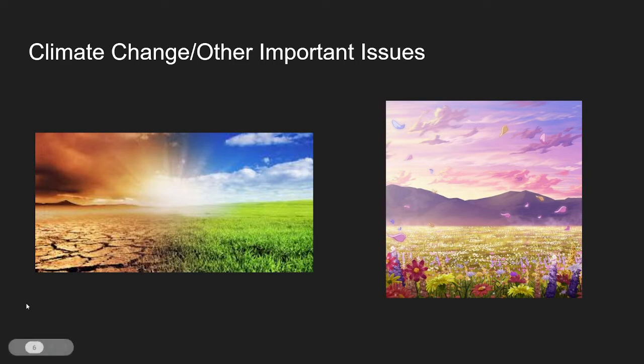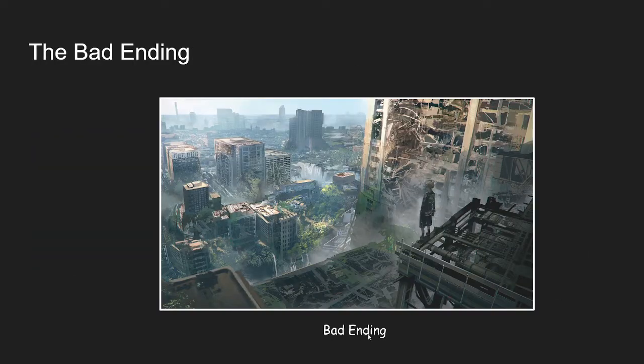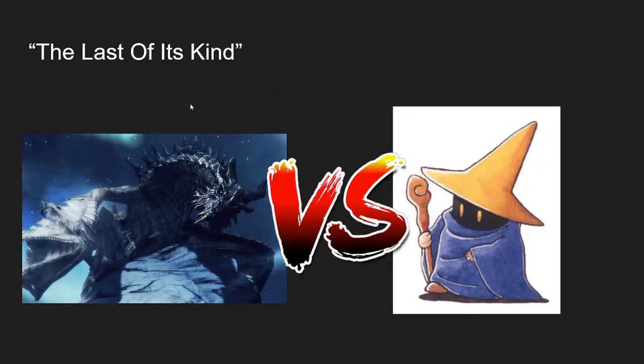If we were to just ignore and remain ignorant to these environmental issues, our future could look a little something like this. The bad ending. Uh-oh. A world without many people left, overrun by the things we chose to neglect. So remember, to avoid the bad ending, make sure you don't forget about helping out the environment every once in a while. Now I think it's time to talk about The Last of Its Kind.